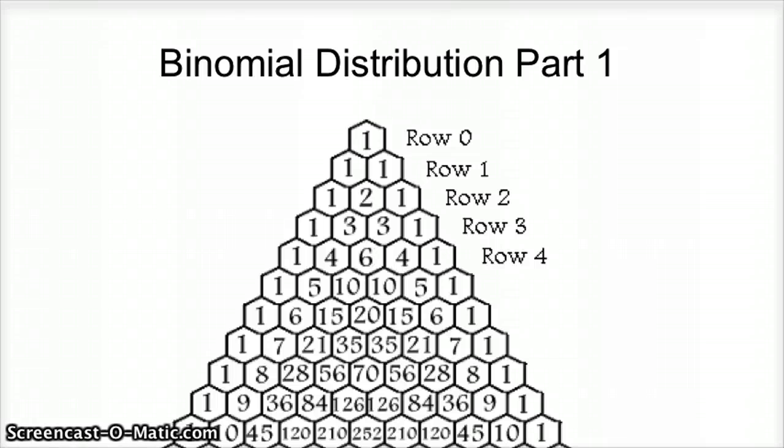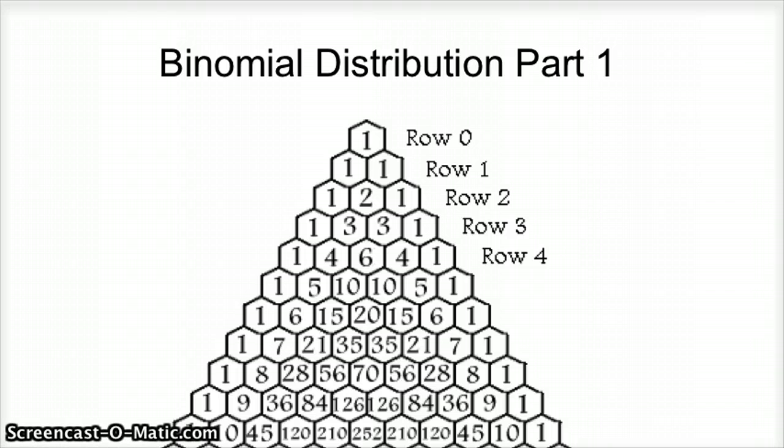Okay, a binomial distribution. There's going to be several parts to this video. There's no way I can get this done in 15 minutes or 10 minutes. So part one of a binomial distribution is just understanding that bi means two. So we have two ways of doing something. It's either success or failure, yes or no, true or false, left or right, up or down. So you've always got two possibilities.